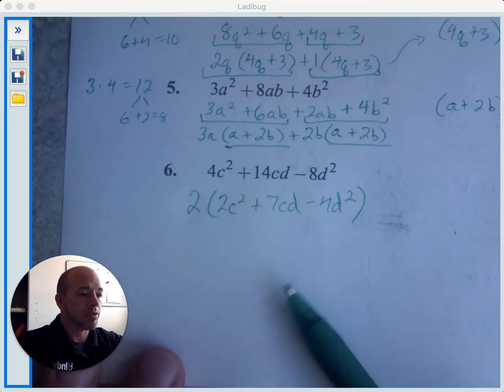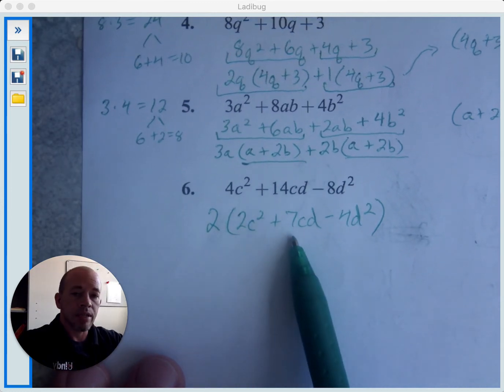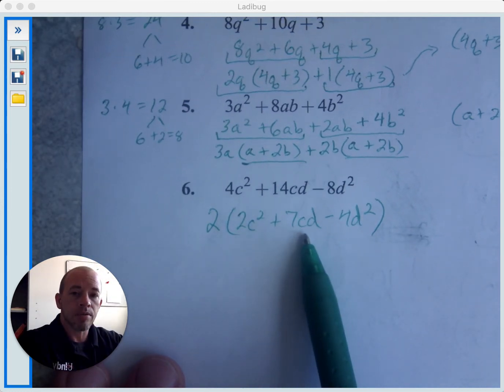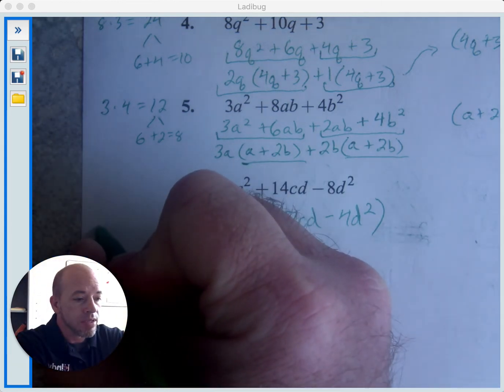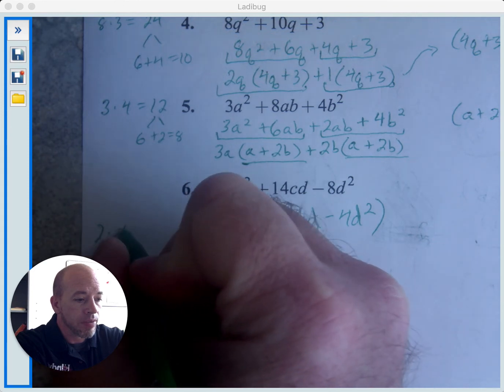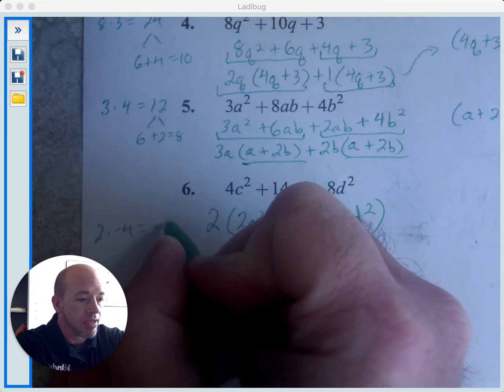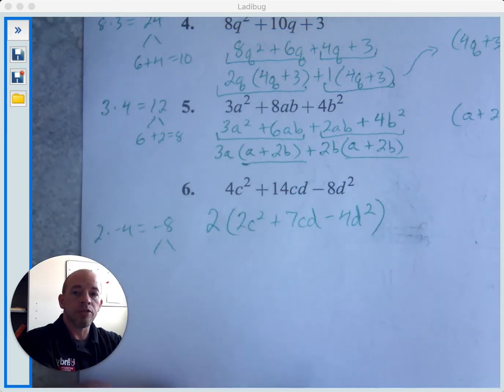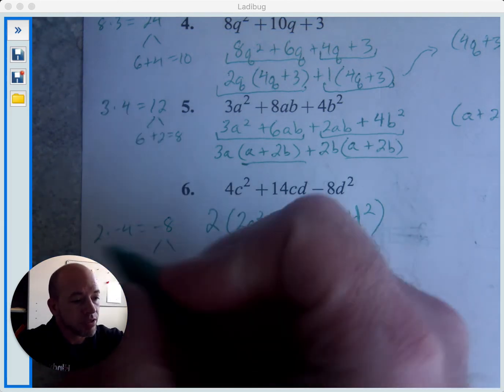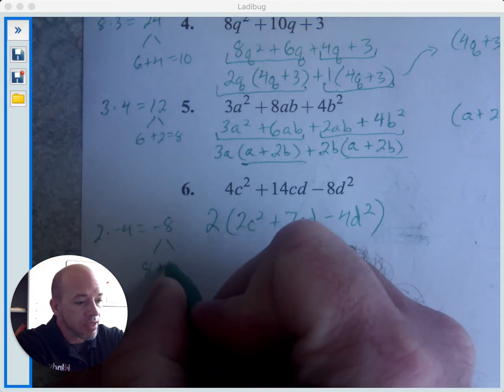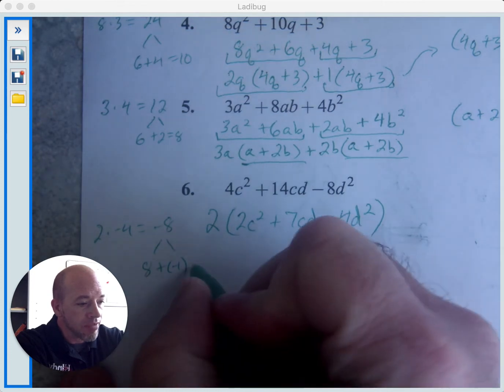So to find what we need to split this middle term up into, we can take 2 times negative 4, right? And 2 times negative 4 is negative 8. We want to find two factors of negative 8 that will add up to 7, right? So how about 8 and negative 1? I think that'll work, right? Let's do 8 plus negative 1. That will give us the 7 that we need, right?